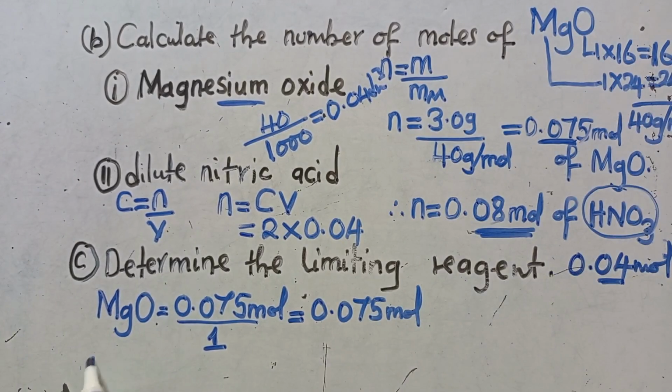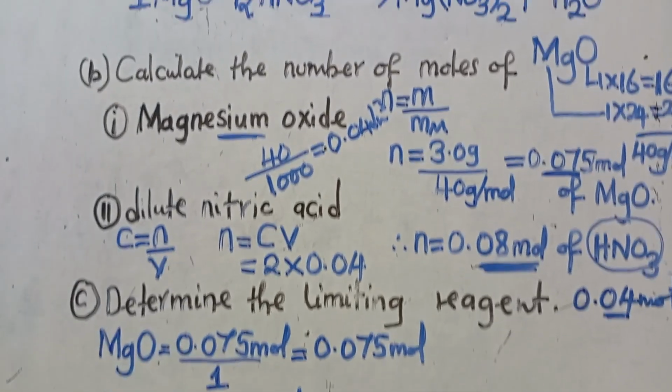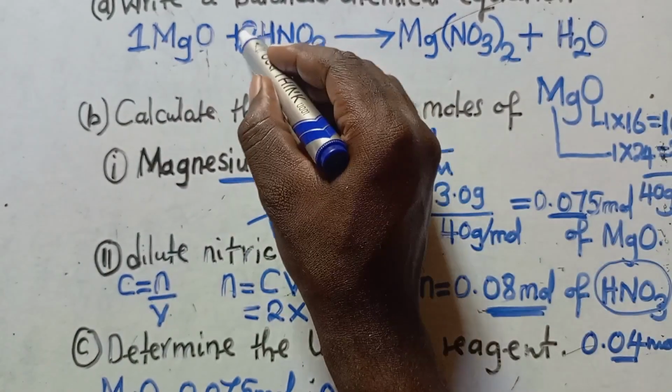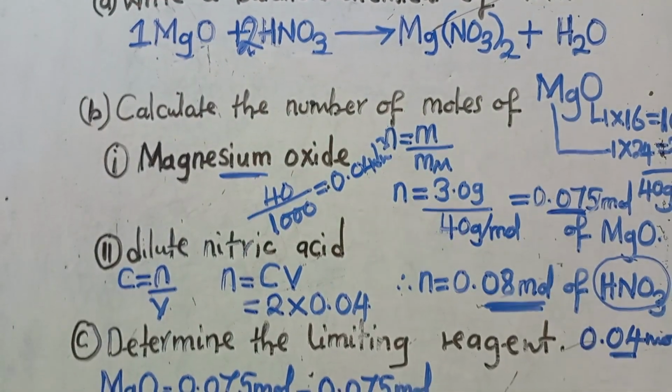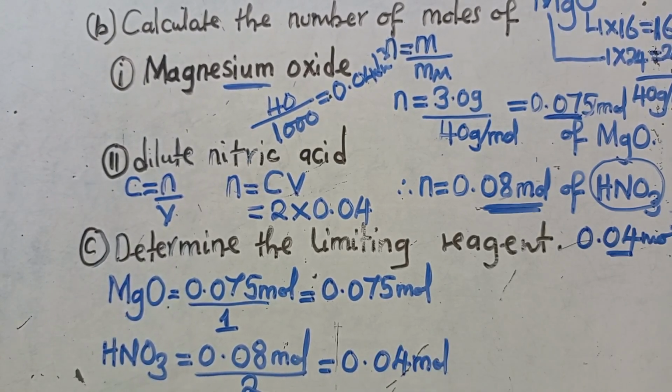We go to the nitric one. So nitric, it is like this. It has got 0.08 moles, isn't it? So what I need to do, the number on the balanced equation, we've got a 2. So we are going to divide by 2. So I say divide 2. What will be the answer? The answer I'm going to get is 0.04 moles. So if I ask you now, which one is the limiting reagent?